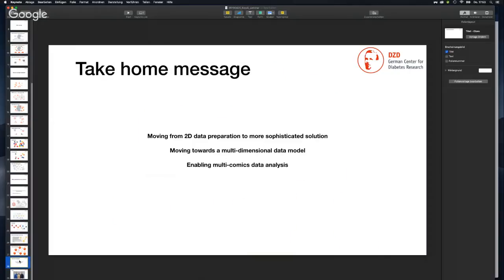I don't want to overload you with too much of this scientific information. That's why I just wanted to briefly give you some take-home messages. So in our scientific field, we are moving from classical relational databases towards more sophisticated solutions, also with the data model. So this is obviously graph technology. And with this, we are enabling not multi-comics, but multi-omics data analysis, so that we can connect different research areas.